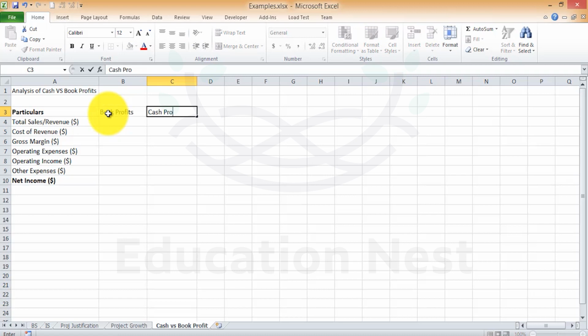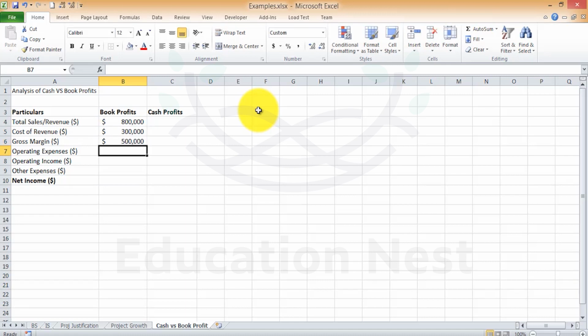Here we have cash profits. Okay, so for the book profit, we made sales of $800,000 over here, against which the expense incurred was $300,000. So now your gross margin is supposed to be total revenues less the cost of revenues. That gives you the gross margin.